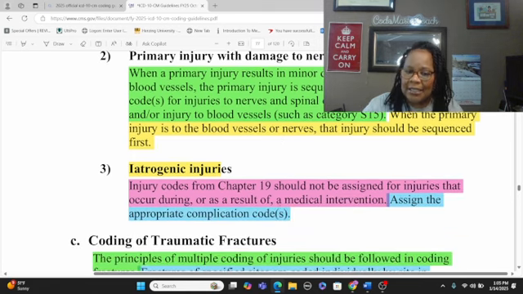Now, iatrogenic injuries, remember, iatrogenic is unknown cause. We don't know, or caused by a physician stepping in if he just left it alone and let it heal. But iatrogenic injury codes from Chapter 19 should not be assigned for injuries that occur during or as a result of medical intervention. So again, iatrogenic injuries are the result of medical intervention. Assign the appropriate complication code. So it becomes a complication, not just a regular injury, when it's due to or the result of medical intervention.